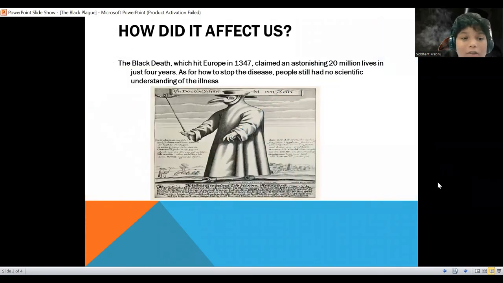How did it affect us? The Black Death, which hit Europe in 1347, claimed an astonishing 20 million lives in just 4 years. As for how to stop the disease, people still had no scientific understanding of the illness.